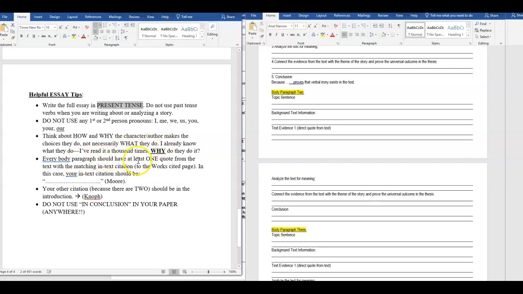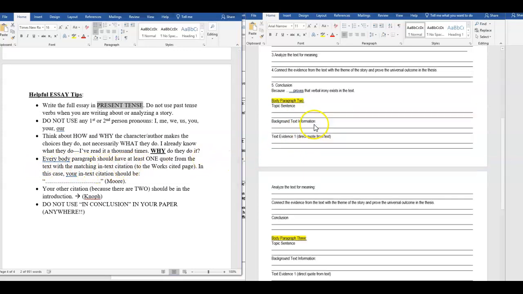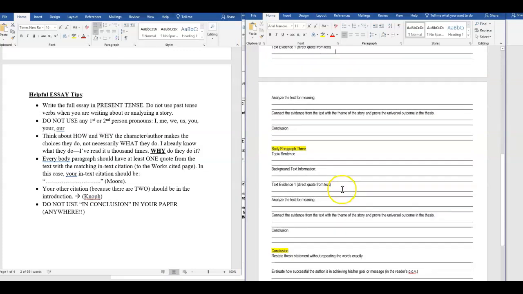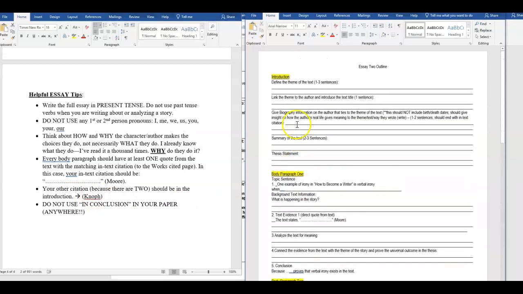Every body paragraph should have at least one quote from the text with matching in-text citations to the works cited page. Again, that comes in every time you see this text evidence. You're going to have more here, again right there, and again right there. Your other citation, because there are two, should be in the introduction, and I'm going to do a separate video on how that should look.